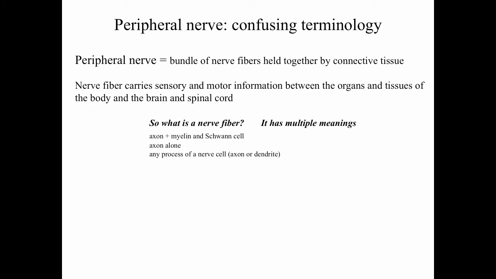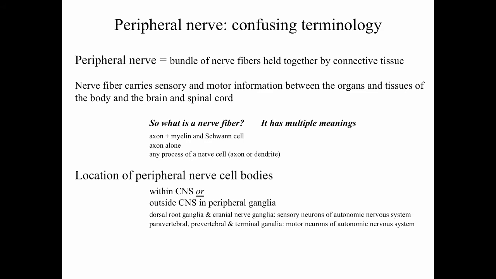Well, it can have multiple meanings. It depends on how it's used and how it's talked about. We can talk about a nerve fiber as an axon plus the myelin and the Schwann cell. We can talk about a nerve fiber as the axon alone, or we can talk about a nerve fiber as any process of a nerve cell, either axon or dendrite. So multiple meanings to nerve fiber, and of course the peripheral nerve would be bundles of nerve fibers that, as we suggested, are held together by connective tissue.